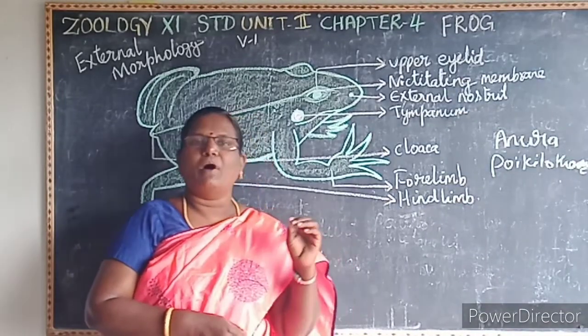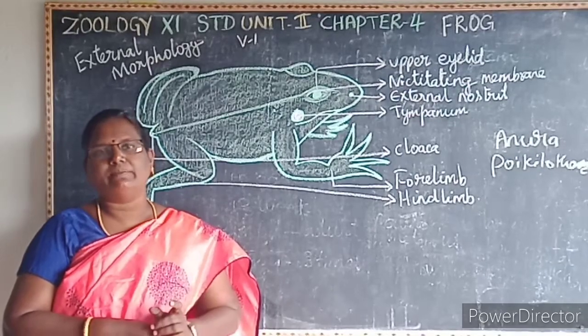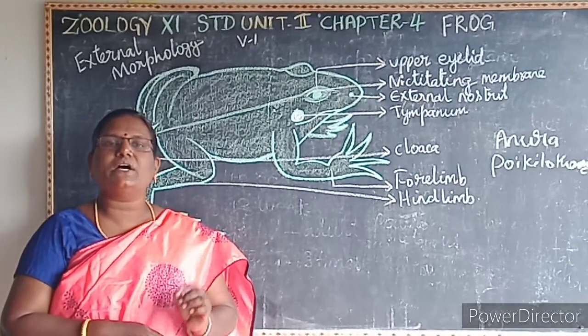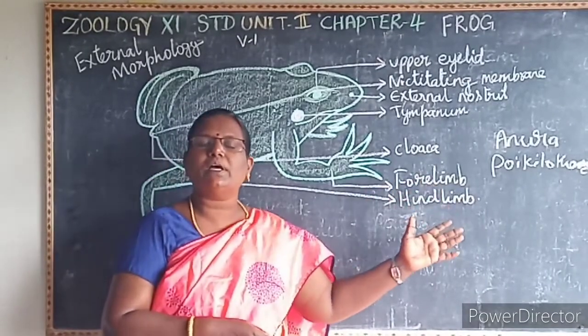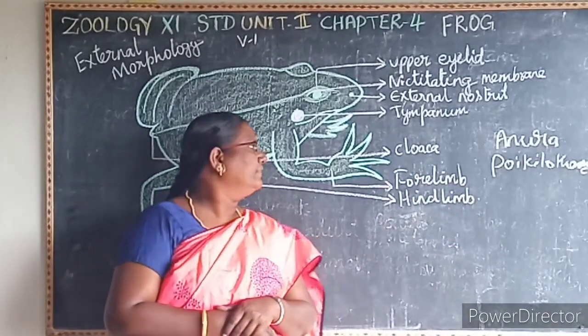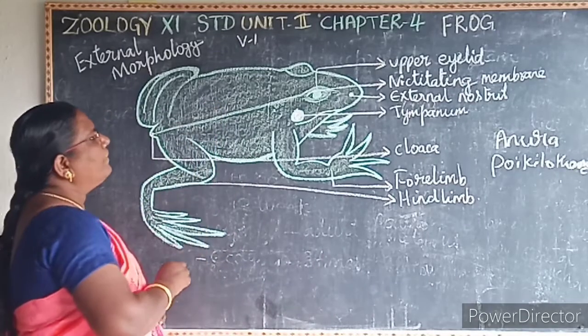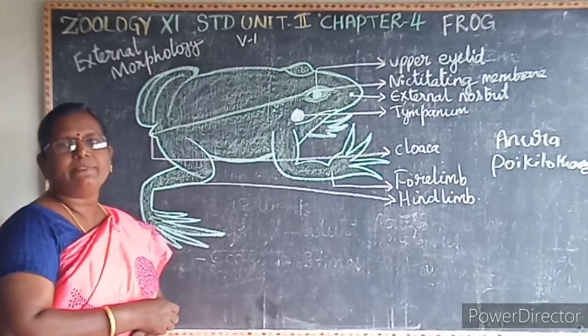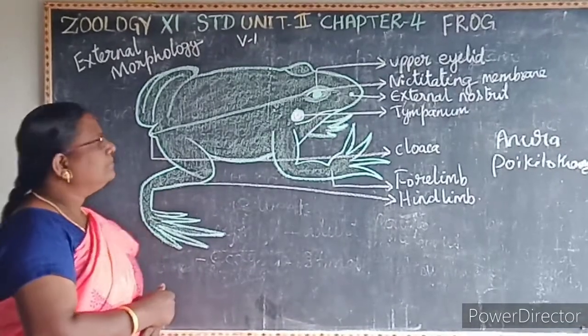That is, the organism's body temperature varies with the varying environment. That is known as poikilotherms or the cold-blooded. Now let us learn about the morphology. See here, the body of the frog is streamlined, which helps in swimming, and it is dorso-ventrally flattened.